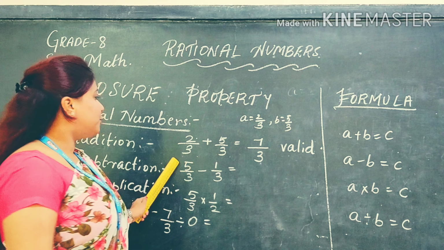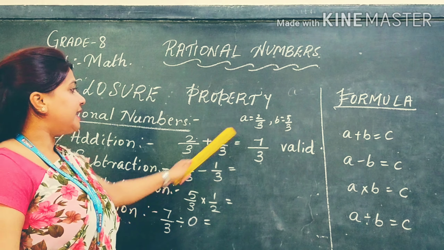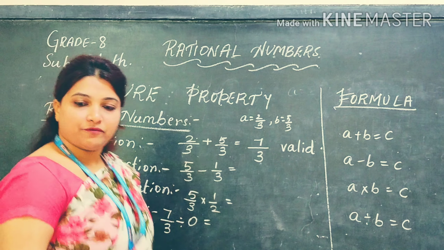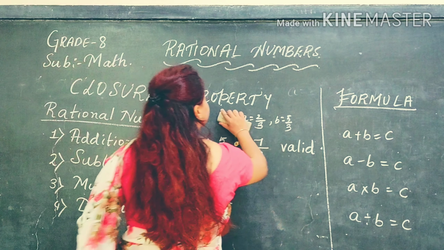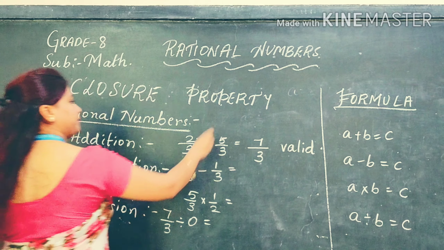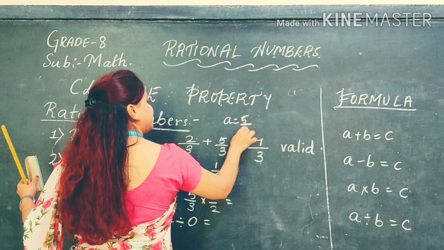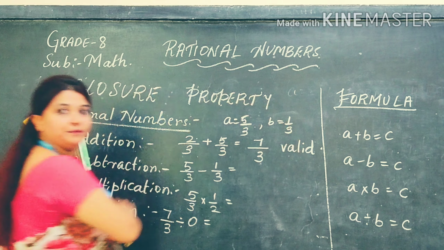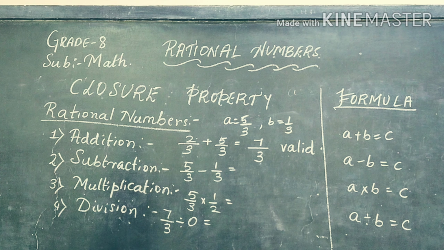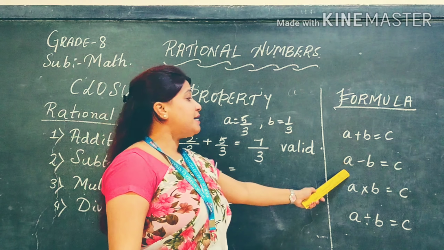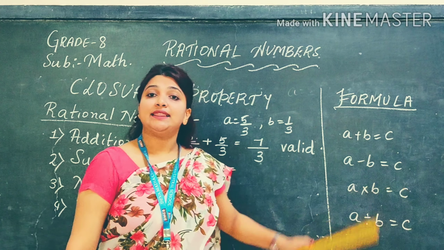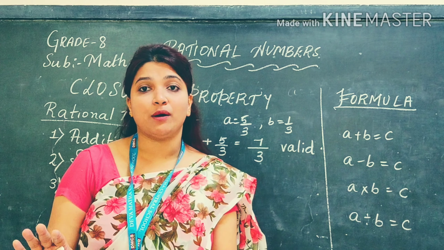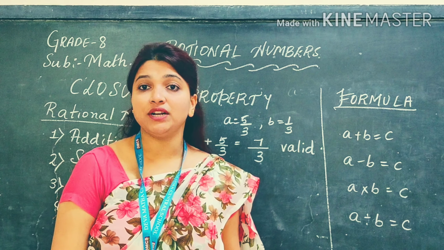Now let A be 5 by 3. Alright. Let B be 1 by 3. Alright. So now the formula is A minus B should give me C. That means when I subtract one rational number with other rational number, I should again get a rational number.